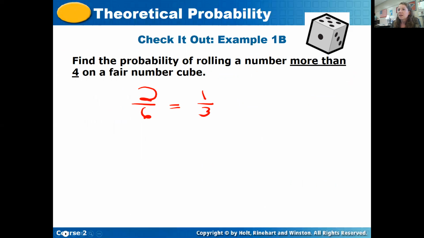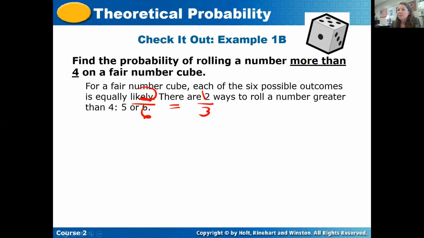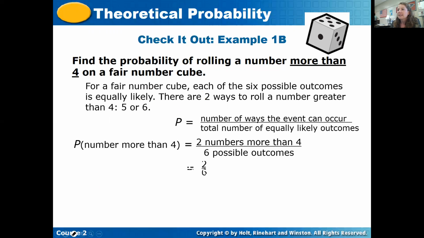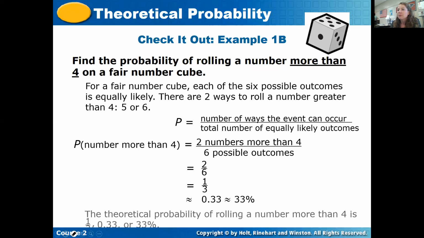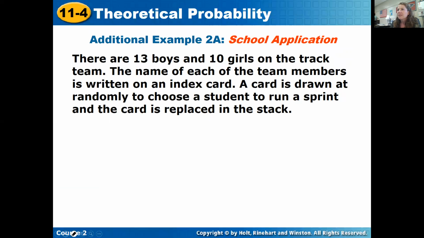Because 2 numbers out of 6 are more than 4, right? Let me get rid of all this. All right, 2 out of 6, 1/3, which is 33.3%.